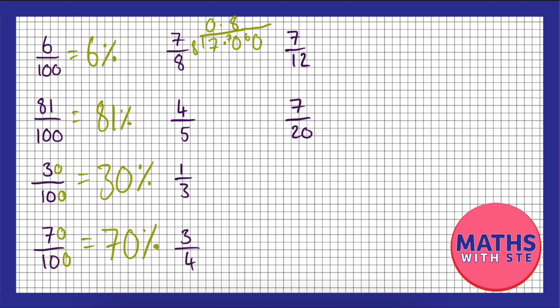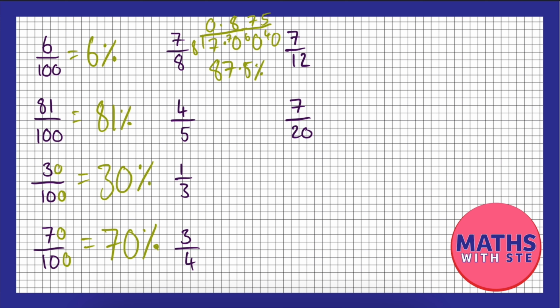How many times does 8 go into 60? Well, that's going to be 7 times with 4 left over. How many times does 8 go into 40? 5 times. 0.875. So therefore, what I need to do there, times that by 100, and that's going to be 87.5%.